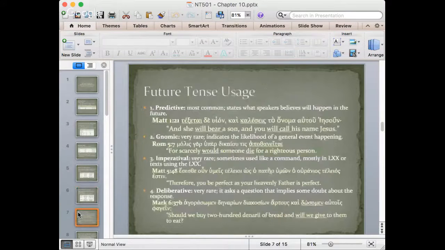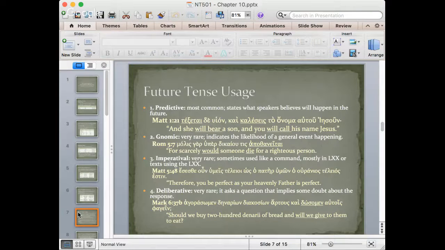For the future, most commonly it's going to be predictive, meaning it's just how we use the future. It'll state what the speaker believes will happen in the future: she will bear a son, and you will call his name Jesus. In the indicative future, no one knows the future, but it's what people believe is factual. It's what people believe will happen in the future. And then the rest of these uses of the future are just super rare. Long just mentions them, and so I'll mention them, but don't stress too much about them.